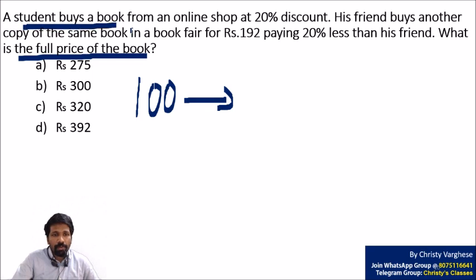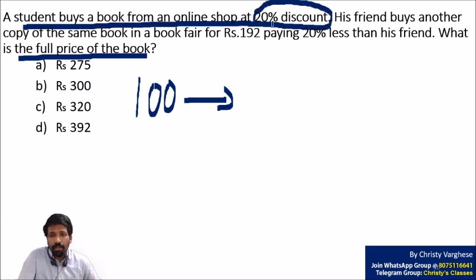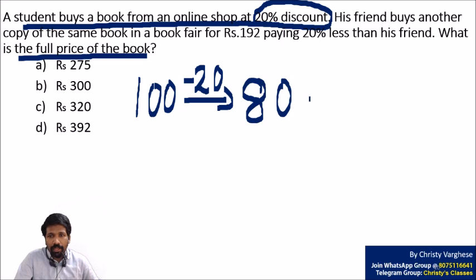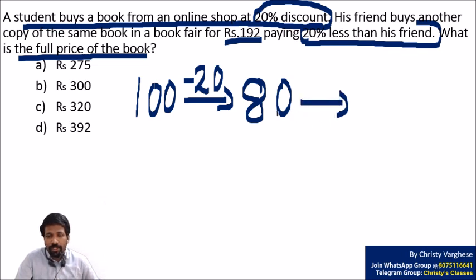A student buys a book from an online shop at 20% discount, means on this 100, 20 rupees are discounted. Because 20% of 100 is 20. That is why we are taking 100, because it is easy to find percentage. So 80 you will get remaining. His friend buys another copy of the same book in a book fair for 192. 192 is the price he is paying. Paying 20% less than his friend. That is the most important thing. The second student now is paying 20% less than what the first student paid.